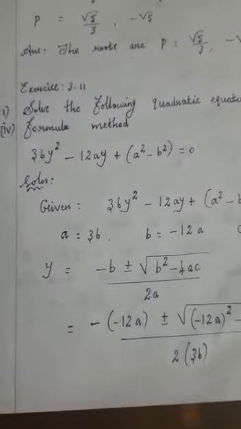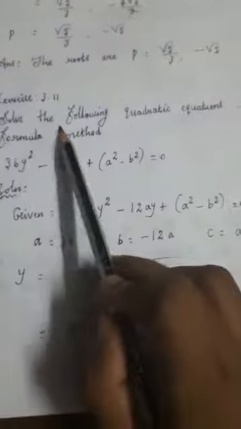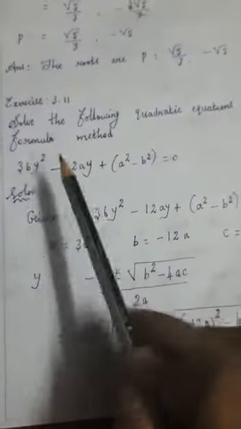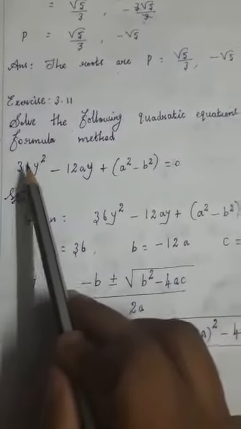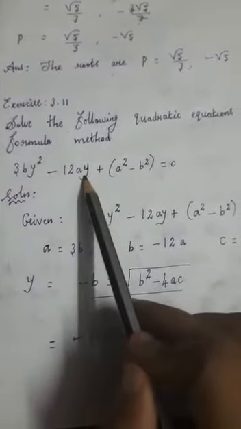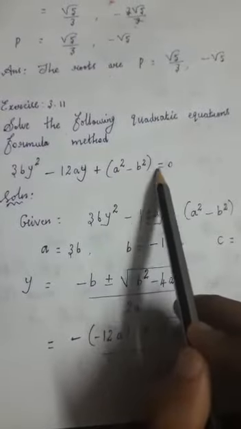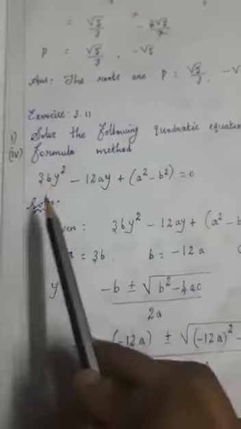Now let us see exercise 3.11, first one, fourth question. Solve the following quadratic equations by formula method. Using the formula method, you are going to solve this equation. The given equation is 36y square minus 12ay plus a square minus b square is equal to 0. Now see the solution.